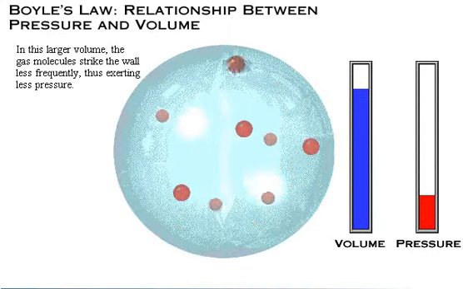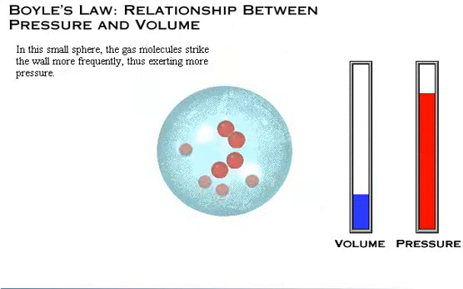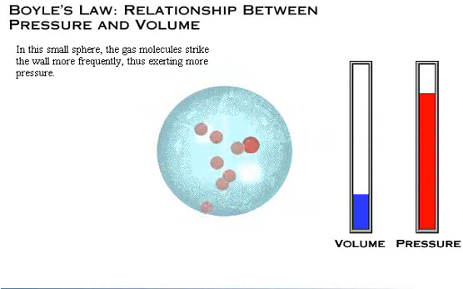This large sphere contains the same number of gas molecules as the original sphere. Notice that in this larger volume, the gas molecules strike the wall less frequently, thus exerting less pressure. Click the sphere to see what happens when it is decreased in size. In this small sphere, the gas molecules strike the wall more frequently, thus exerting more pressure. Notice that the number of gas molecules has not changed.